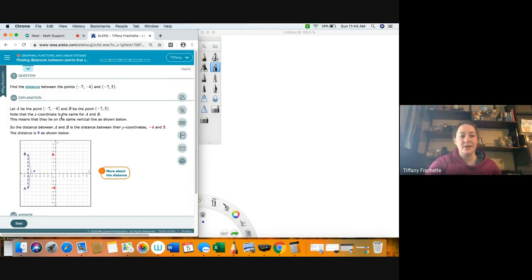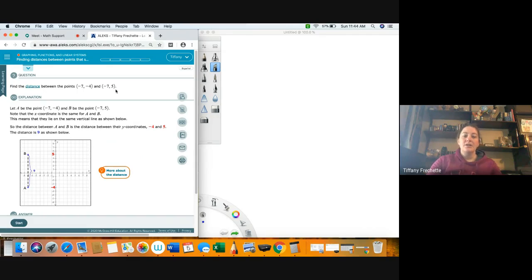In this case, the question is: find the distance between the points -7, -4, and -7, 5. If you have graph paper, you can graph it, just like they're showing below here. And then, just like we did in that other one, you just count the boxes in between. They count it down and see that there's a distance of 9.